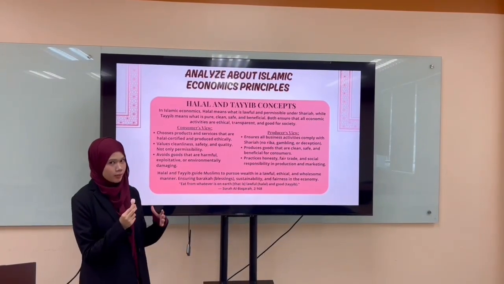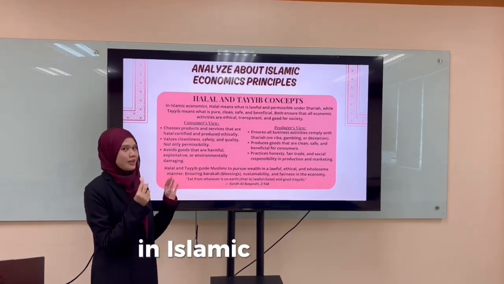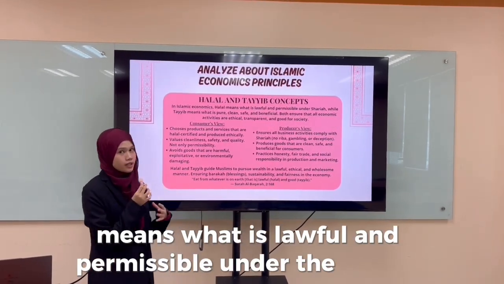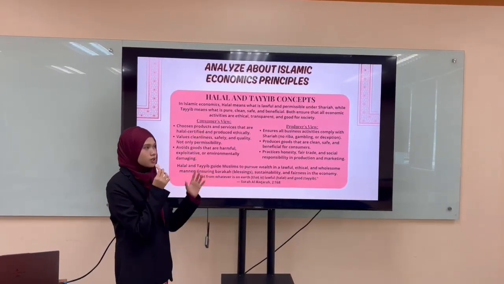Okay, so now for my part, I'm going to analyze the halal and tayyib concept, which is the clean and good concept. In Islamic economy, halal means what is lawful and permissible under Sharia, while tayyib means what is pure, clean, safe, and beneficial. Both ensure that all economic activities are ethical, transparent, and good for society.